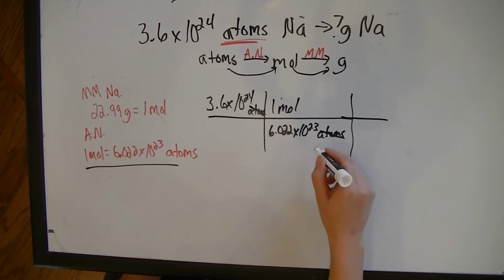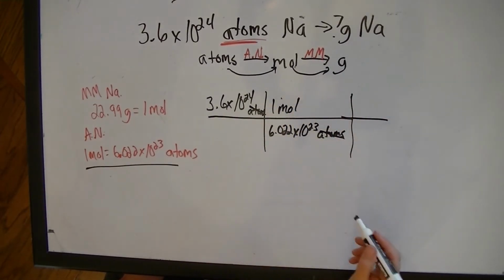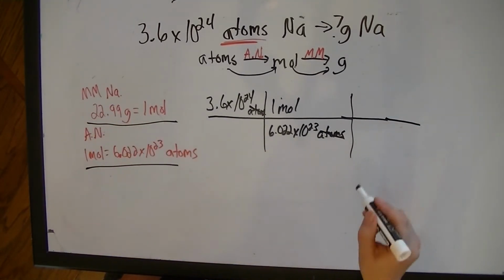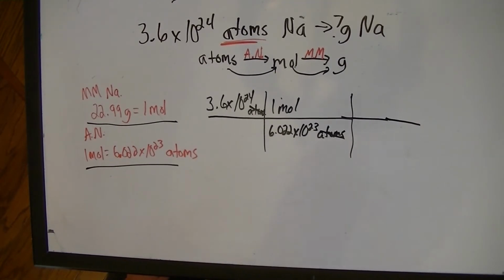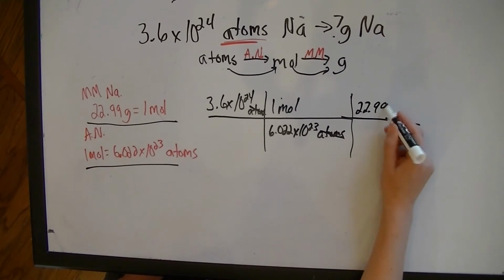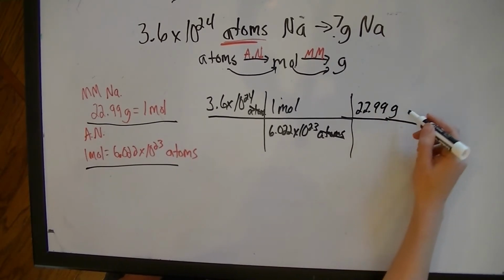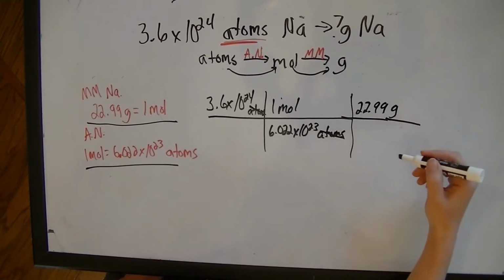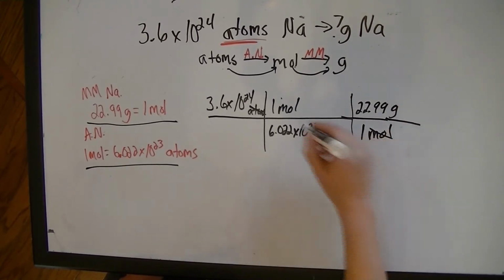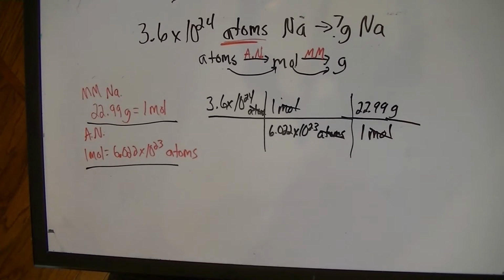So my next step then is to go to grams using the molar mass. So the molar mass, now do I want grams on top or grams on the bottom? You always want to put what you're looking for on the top. So it's the grams that we want to keep, so I'm putting that on the top. And then the 1 mole is going to go on the bottom because that's what I'm trying to get rid of.